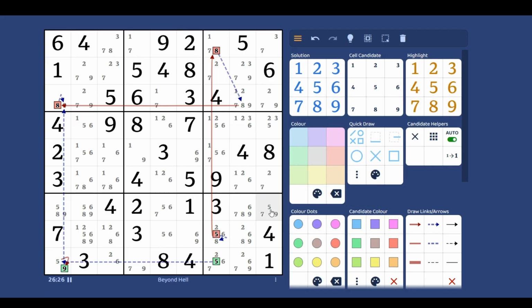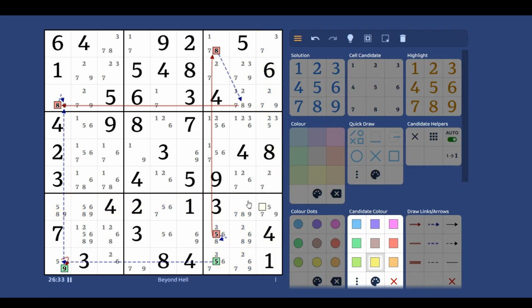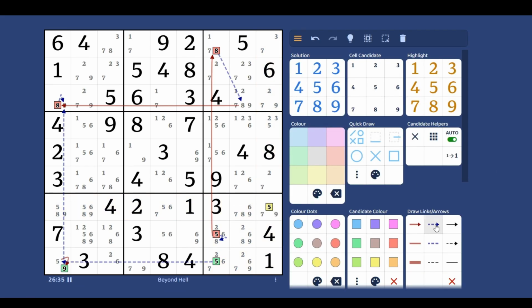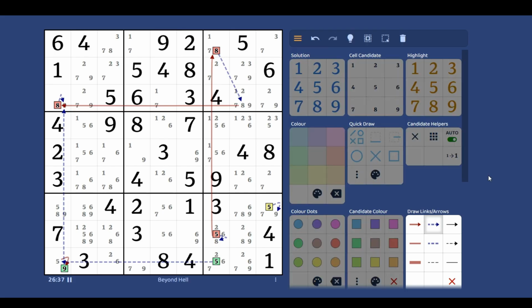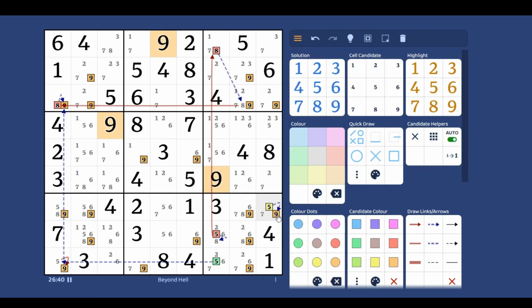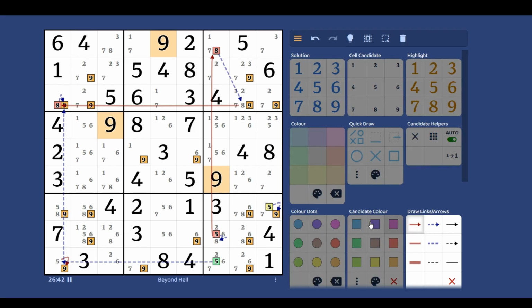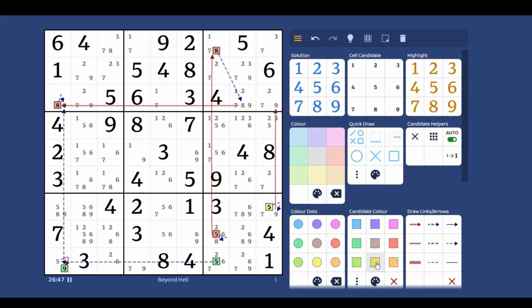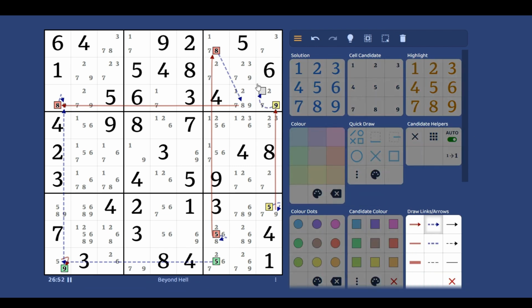And then finally, let's take a look at this 5 in the top right of the box. We know that if this 5 is true, and we're going to go ahead and highlight this 5 in yellow, this 9 must be false because of the weak link. And we can see this 9 is bilocal in its column. So if this 9 is false, this 9 must be true. So I'm going to go ahead and highlight that in yellow. And we can see this 9 is weakly linked to this 9 where all of our other chains end.